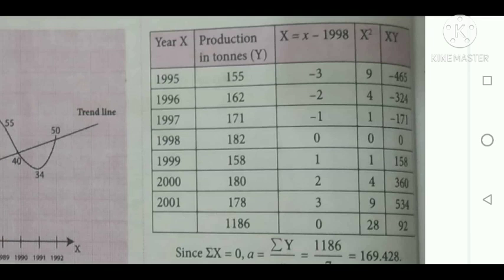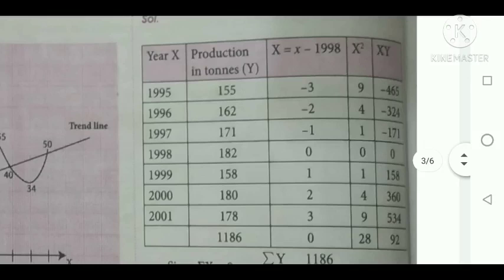After that, squaring this capital X, that is 3 square equal to 9 and 2 square equal to 4, you are taking the third column. So first find the capital X by subtracting the middle year from the x value, and squaring the X, that is the fourth column. And the fifth column is capital X into Y. Capital X is nothing but minus 3, minus 2, that is the third column. Capital Y is nothing but the production. So multiply these things. So we find capital X square and capital XY.